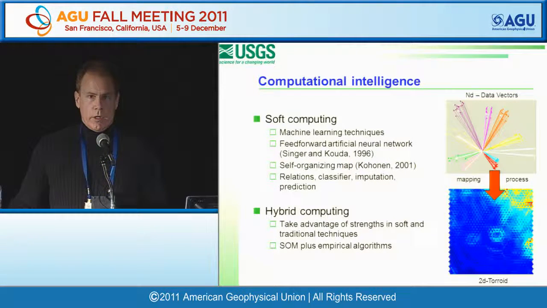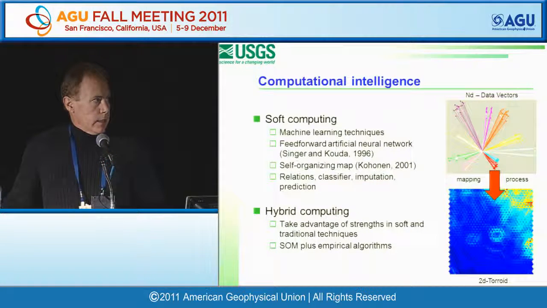Well, one application that I've been working on for the past couple of years has to do with computational intelligence. And in this area, I've been working with soft computing as well as hybrid modeling. And in soft computing, there's basically a collection of techniques under the heading of machine learning techniques. There has been one paper by Singer and Kouda in '96 that worked with an artificial neural network that's called a feed-forward artificial neural network. And more recently, I've been working with a self-organizing map approach. The difference between these two is one is supervised, and the self-organizing map has the advantage of being an unsupervised competitive learning algorithm. It has a distinct advantage in that there's no a priori structure placed on the modeling.